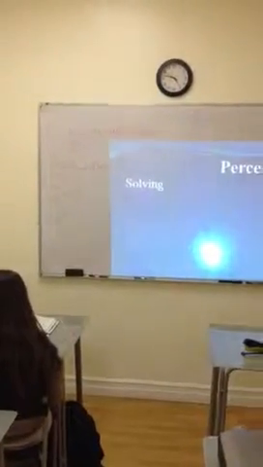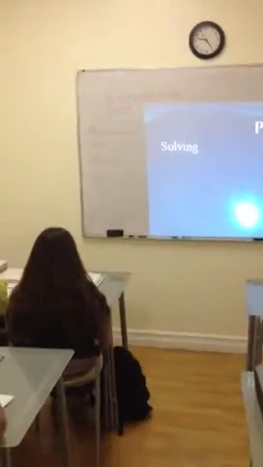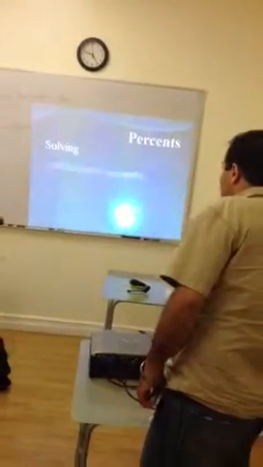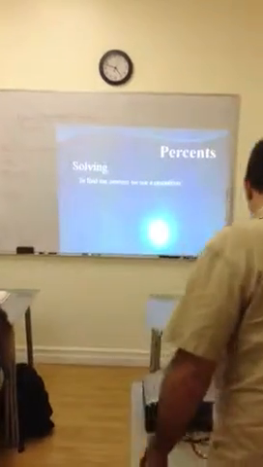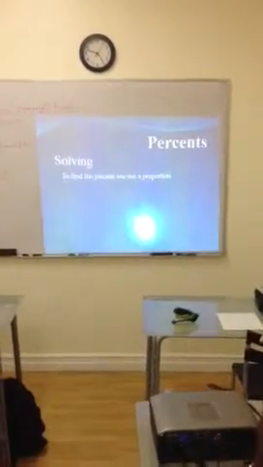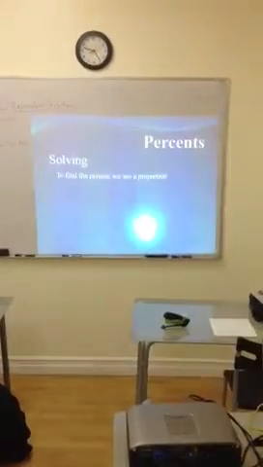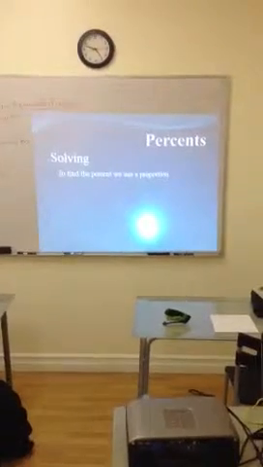Okay, how do we solve it? So we went over the definition, we went over the notation. Now we're going to be doing the solving. For the solving, we use proportion, right? What is the proportion? Basically, it's a comparison. So we have is over of equal percent over 100.